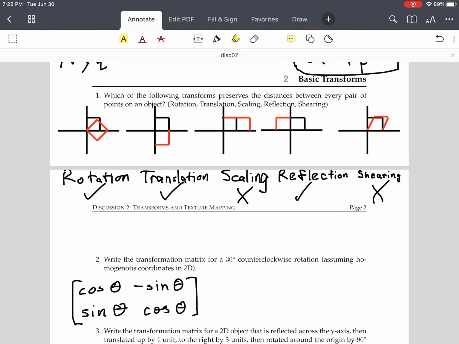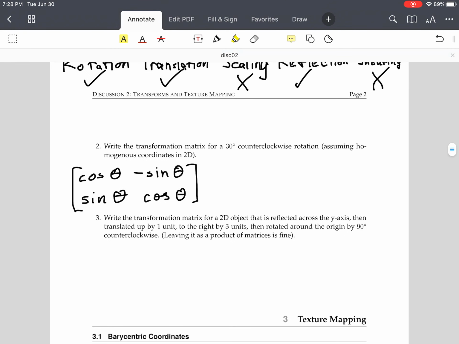Okay, let's keep going. So now, number 2, write the transformation matrix for a 30 degrees counterclockwise rotation, assuming homogeneous coordinates in 2D. Okay, so what I've written on the left here is the rotation matrix, and I'm not going to go into the derivation of this matrix right now, but if you are interested in that, go through the lecture slides, and there's a great picture in there that kind of explains how this matrix is derived. And if that's not clear, you can also look it up online.